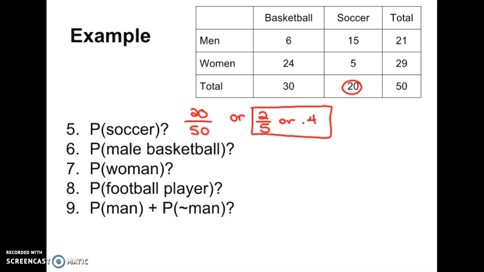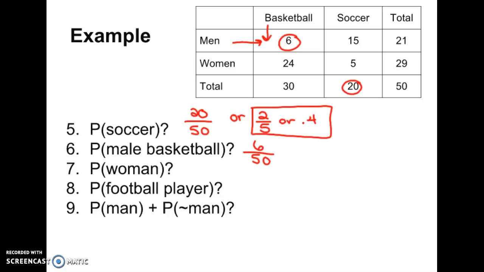Okay, for number 6 up there, what's the probability that somebody was a male basketball player? Again, our denominator is 50. That's how many people were asked on this questionnaire. For the probability that they are a male basketball player, I'm going to find where men and basketball intersect. They intersect at 6. So there's a 6 out of 50 chance that somebody you asked was a male basketball player.